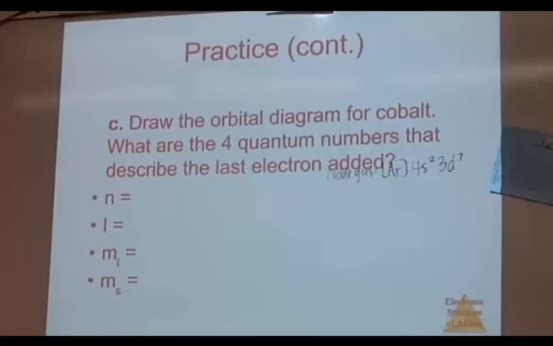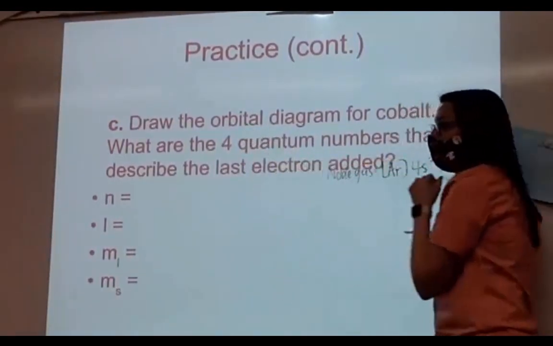And so it says, draw the orbital diagram for cobalt. So I left the noble gas notation right here that we just wrote, because it'll be useful. So the first thing it wants us to do is draw the orbital diagram. Then we're going to relate it back to quantum numbers. So now we'll actually be able to look at how quantum numbers really tie into an orbital diagram.